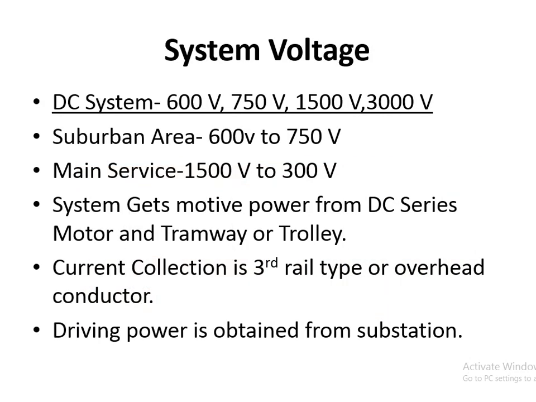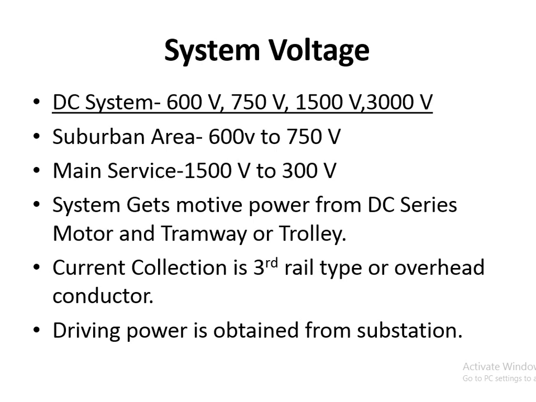Normally, for system voltage, we have seen the types of our electrical traction system, that is single phase AC, three phase AC, DC system, and the composite system. So in system voltage we'll see the DC system. Normally the DC system utilizes 600 volt to 3000 volt.